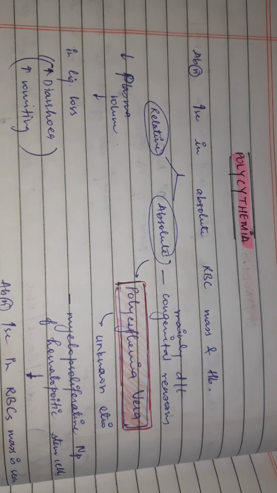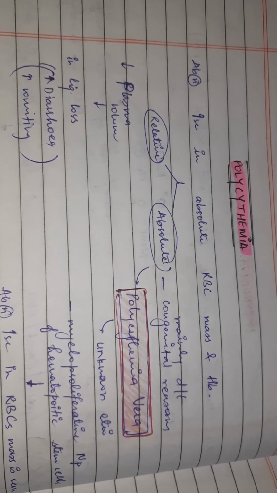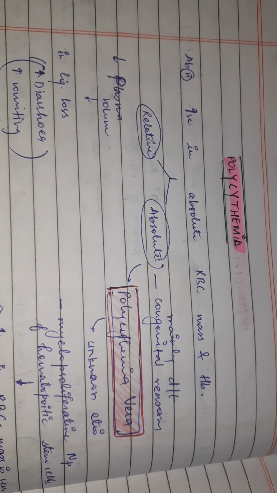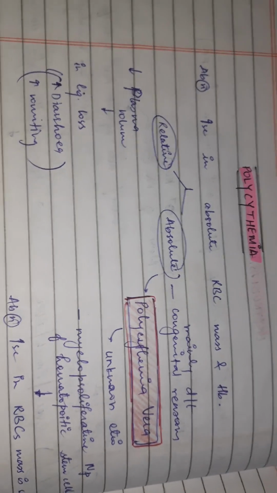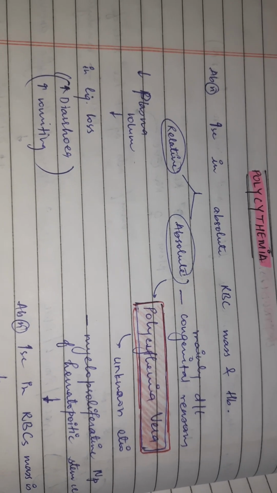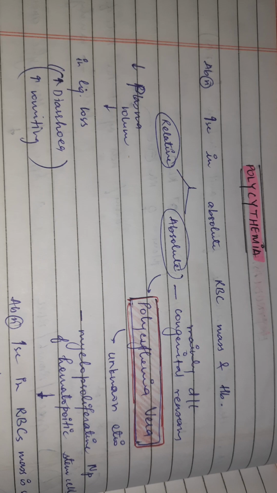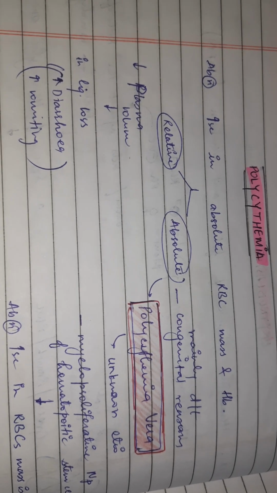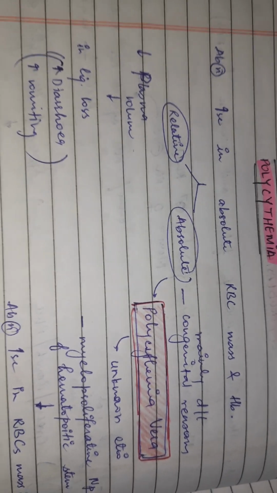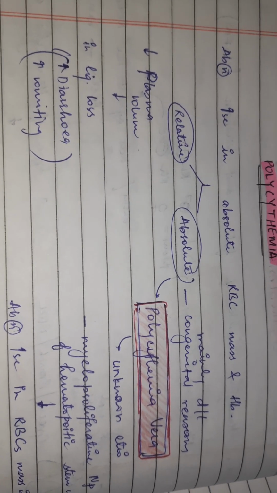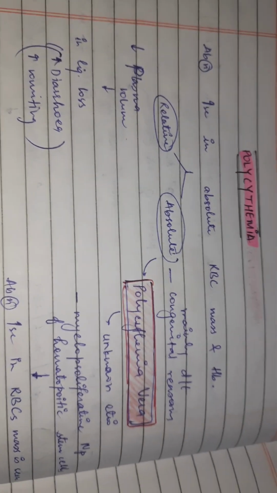Hi, so let's start with polycythemia, an abnormal increase in absolute RBC mass and hemoglobin. It is relative or absolute. In relative polycythemia, plasma volume gets decreased. In fluid loss, such as diarrhea or increased vomiting, the volume of the body or serum level will get decreased. So, relative to that, RBC mass and hemoglobin will appear to be increased.